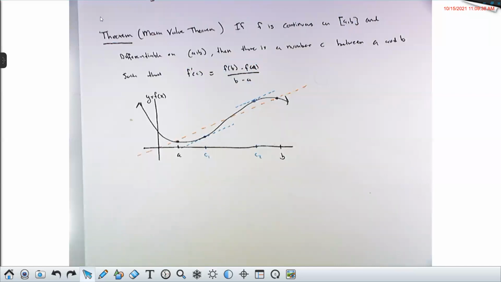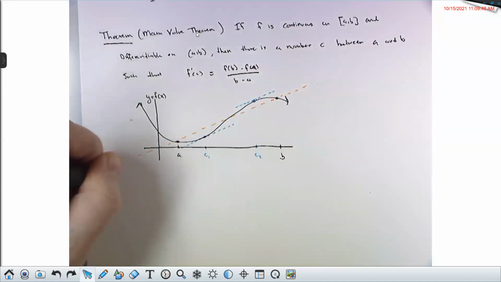We will, again, come back to the mean value theorem after we've talked about integration a bit, because then we'll have some more context for it. So here's the classic problem.